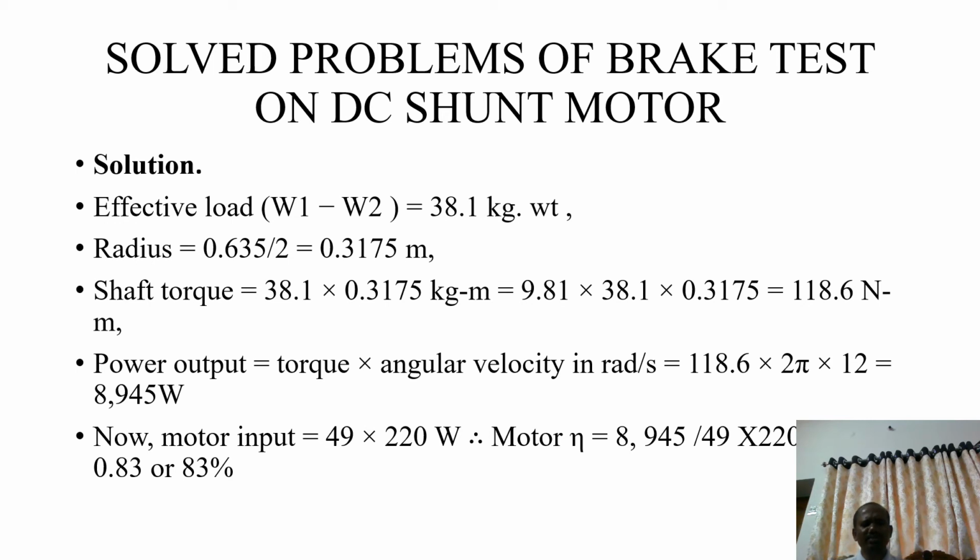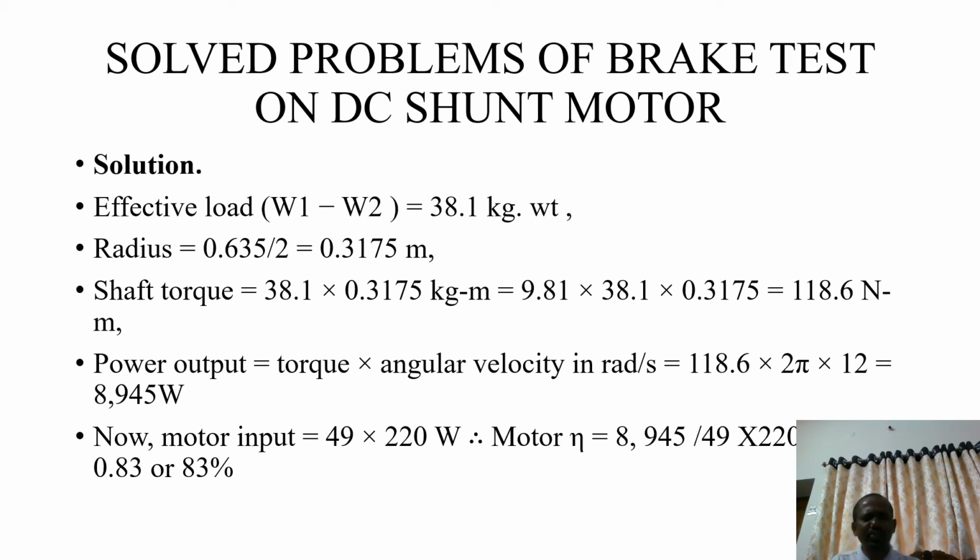Power output is equal to torque into angular velocity in radians per second. We don't know the value of the power output, so we can calculate the output power here. Torque is calculated as 118.6 Newton meter. Angular velocity is 2 pi N, where N is revolutions per second. So 2 pi into 12 into 118.6, the value is 8,945 watts. So you have calculated the output power, that is 8,945 watts.